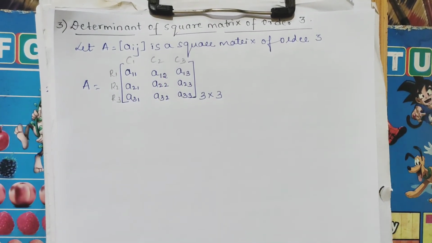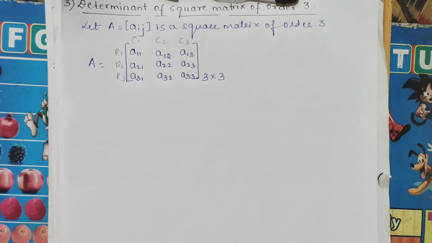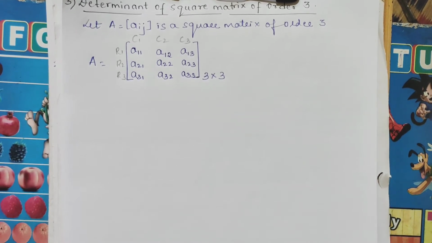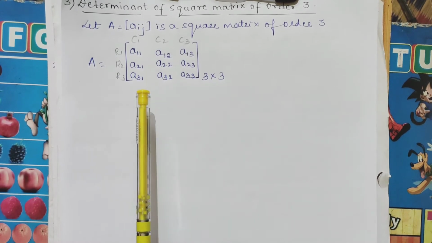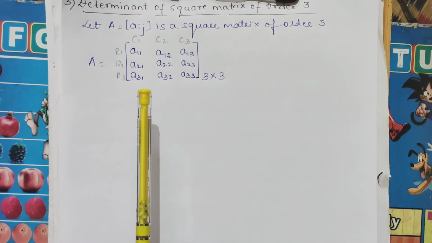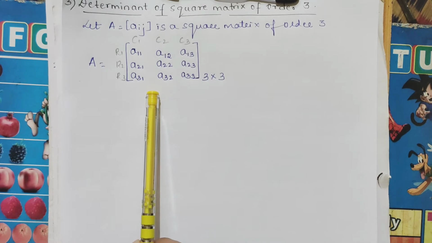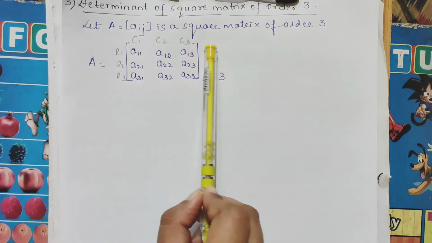Now previously you have studied about finding the determinant of order 2. How were we doing it? Product of the diagonal elements minus product of the off diagonal elements. Now what we do is reduce this to the determinant of order 2. In reducing it, you have 6 types. 6 types how? 3 rows, 3 columns.